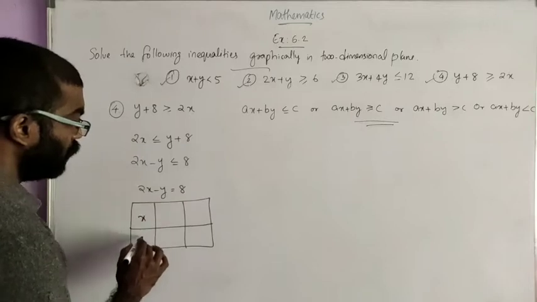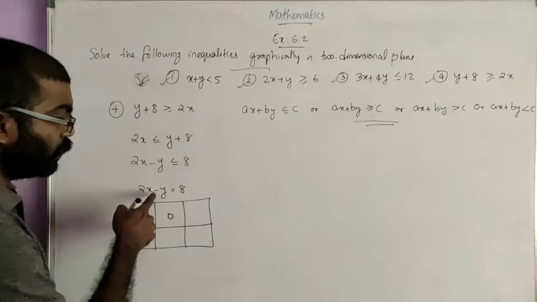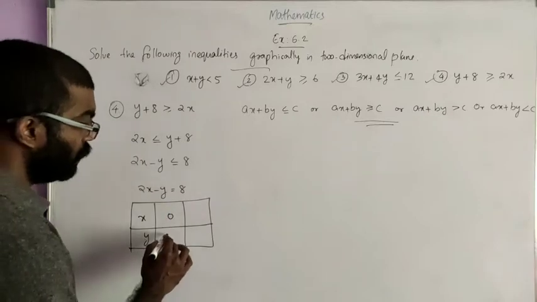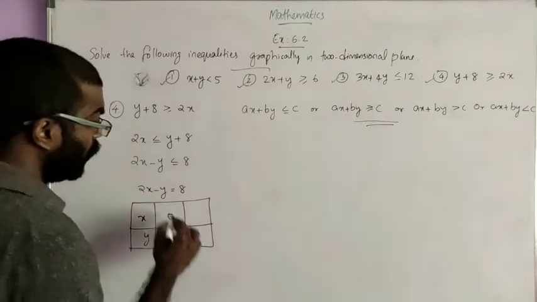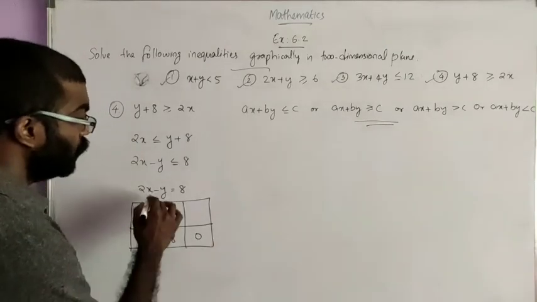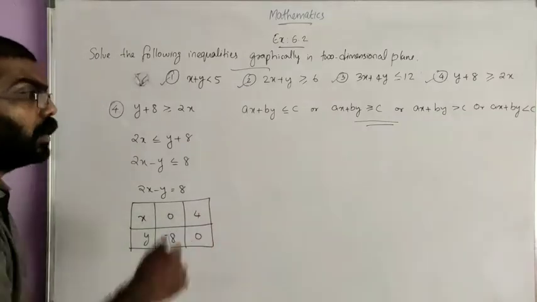So here x, y. First of all we can put x equal to 0. So minus y equal to 8, which implies y equal to minus 8. Then y equal to 0 implies 2x equal to 8, x equal to 4. These points we can plot.